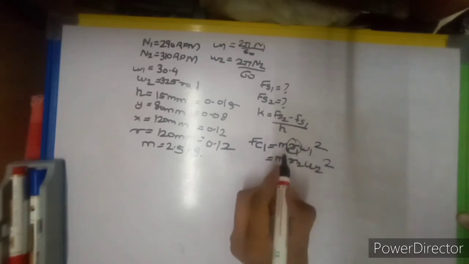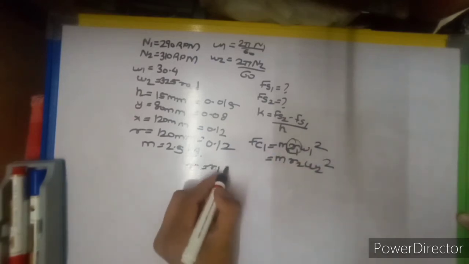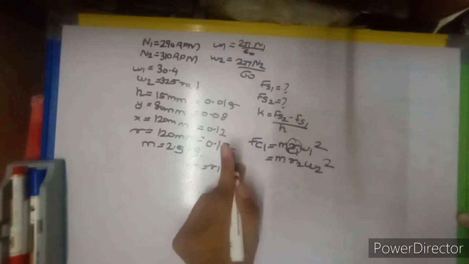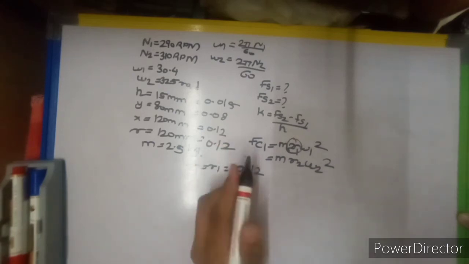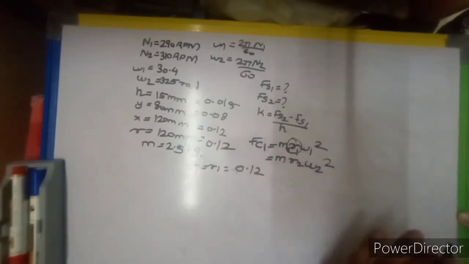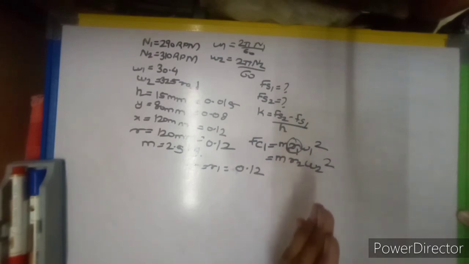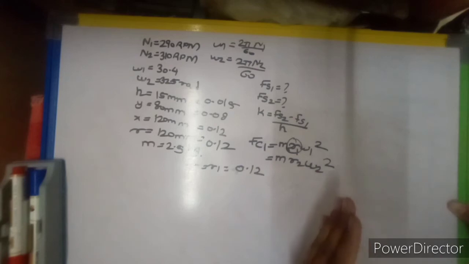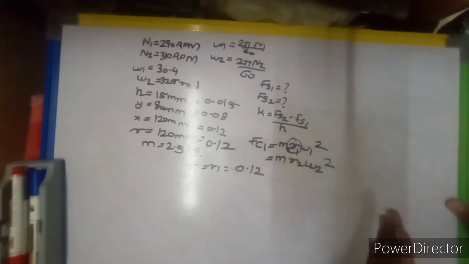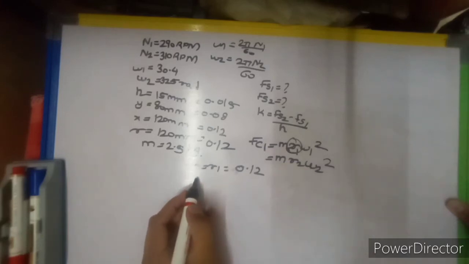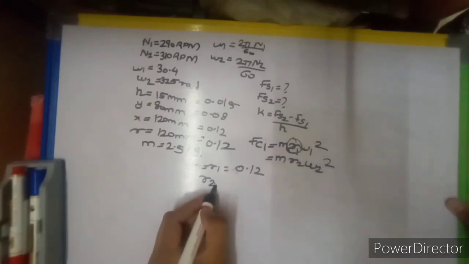So r1 we know, r is equal to r1 is equal to 0.12. Why is r equal to r1? Since obliquity effect is neglected here, the sleeve arm will be equal to the axis, the ball arm will be equal to the axis, and both will be vertical, at a right angle to each other. So r is equal to r1. r2 we have to find.